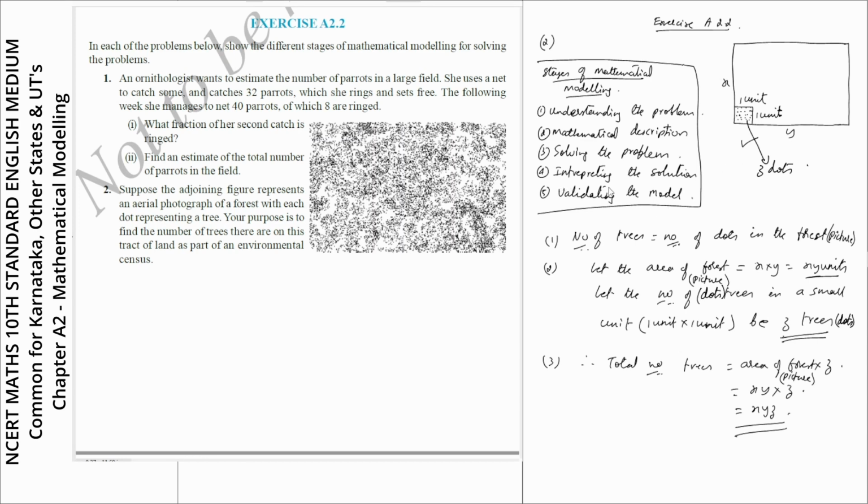So interpreting the solution, this xyz is nothing but the total number of dots in the picture, and that is also equal to the total number of trees in the forest.